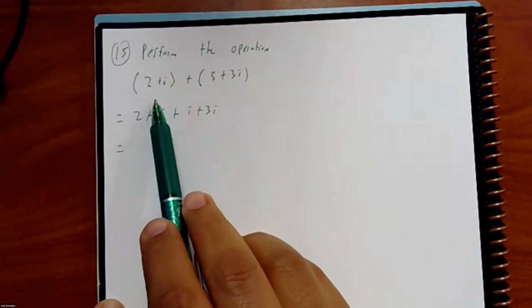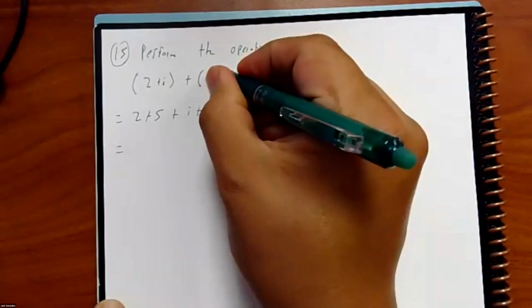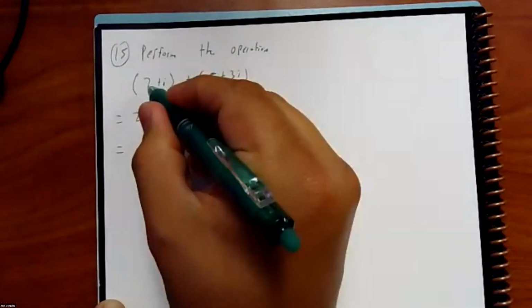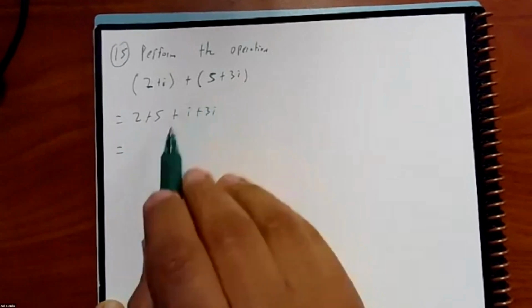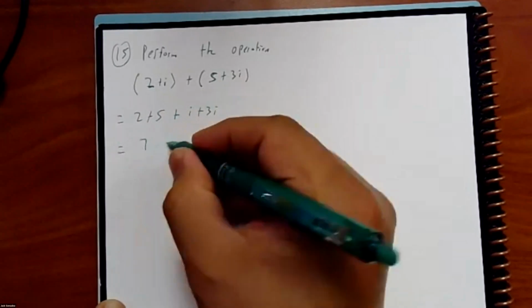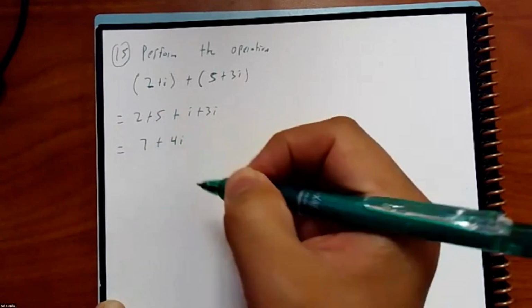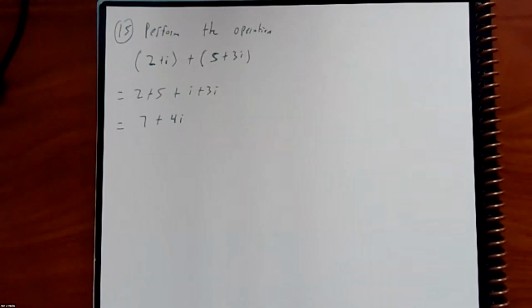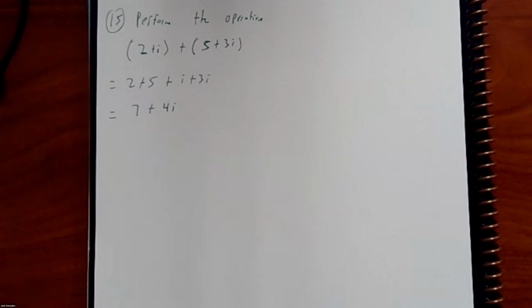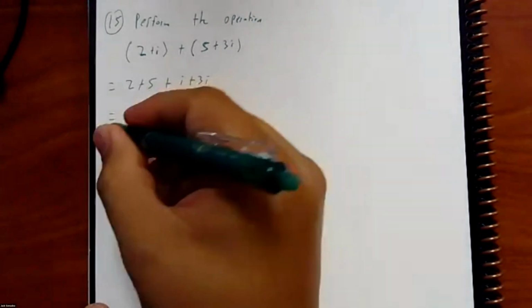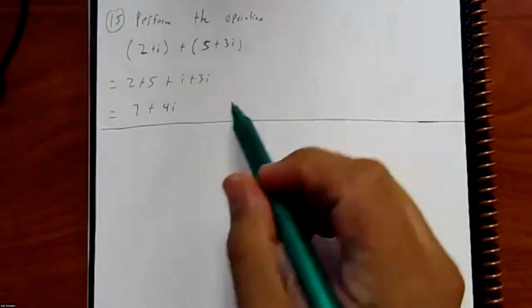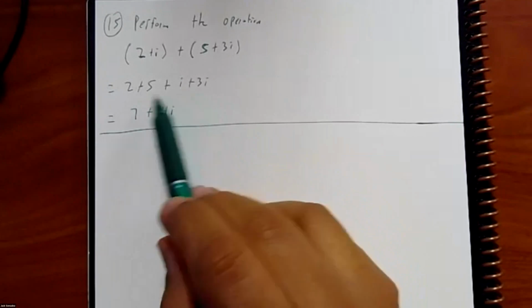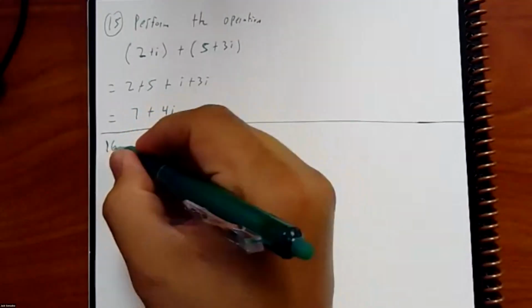So just get the ones that are numbers together because they're just pluses. So 2 plus 5, i plus 3i. That'll be 7 plus 4i. So treat it like terms. Put the i's together, numbers together. Any questions on 15?